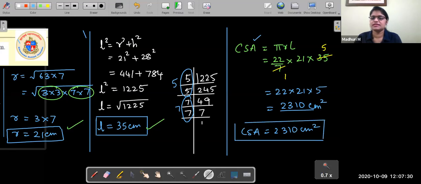Always for mathematics, keep your presentation good, make it systematic, always highlight the answers, right? These are the tricks to score more or to score good, right?